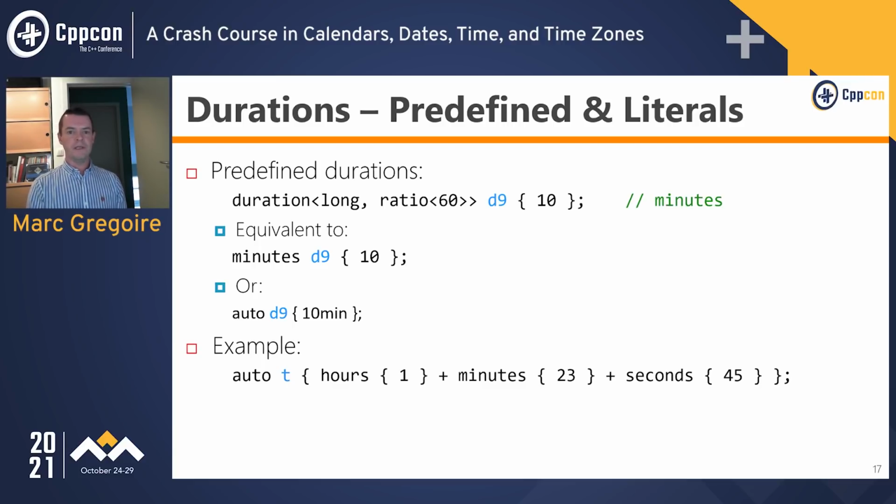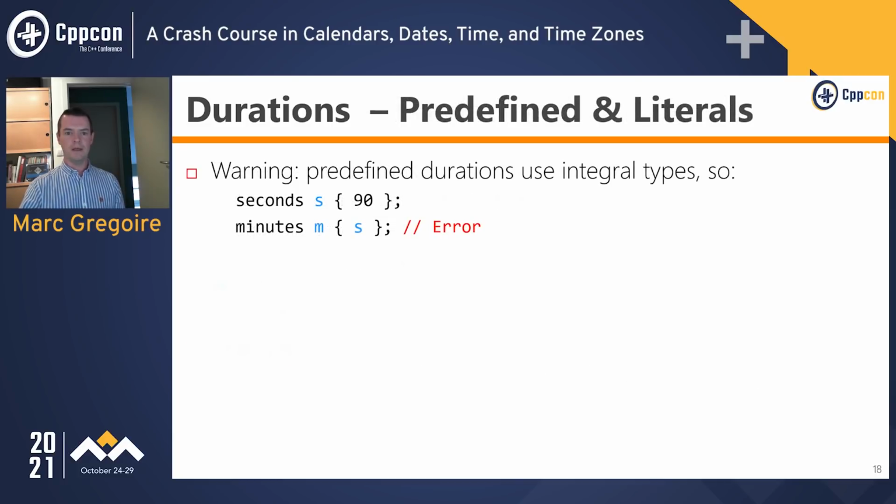These predefined durations can be used to construct a full timestamp. So here I'm defining a timestamp T, which represents a duration of 1 hour, 23 minutes, and 45 seconds. One thing to keep in mind, though, is that these predefined durations use integral types. So if I have 90s, which is 90 seconds, I cannot convert this to minutes because that will result in a non-integral value. So that's the downside of these predefined durations.